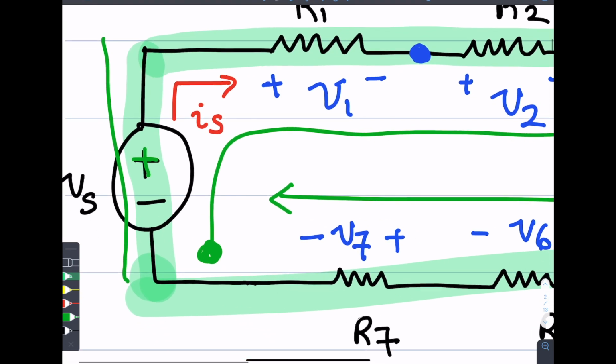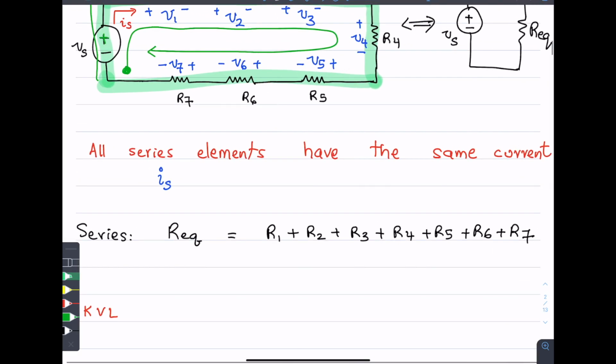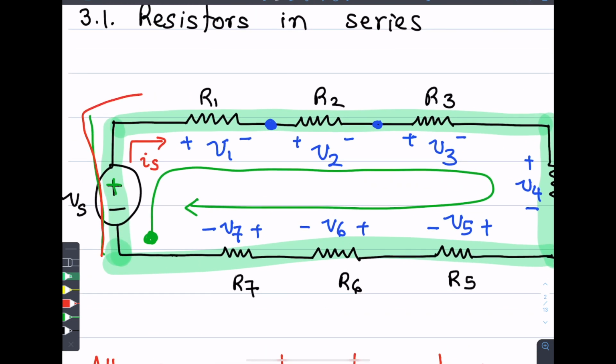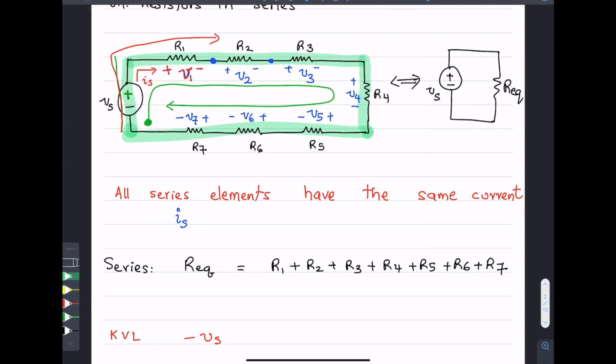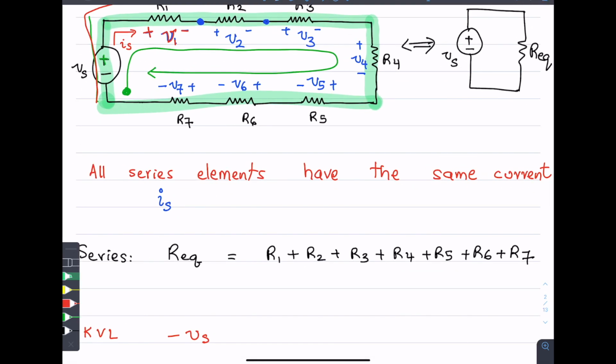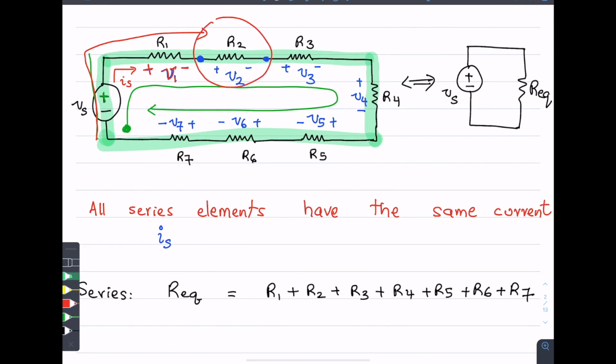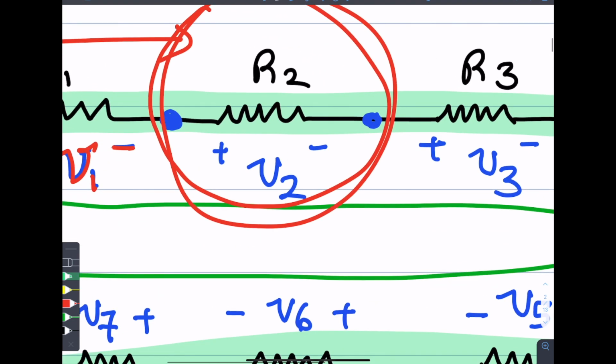Okay, so Vs, starting with a negative terminal. So that says negative Vs, right? Then I go to the next element where I see plus minus V1, right? So I'm going to add the voltage drop with a plus V1 sign. Okay, the next element that I encounter is R2, where the voltage drop is plus minus V2.